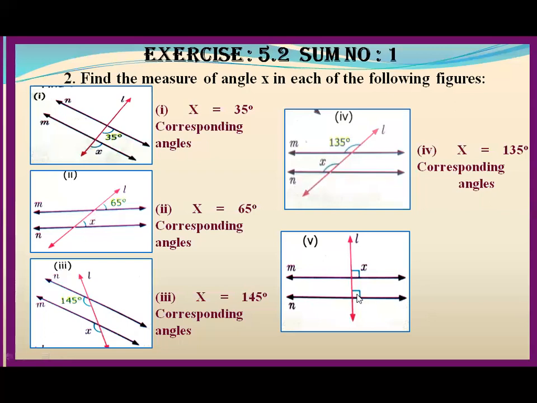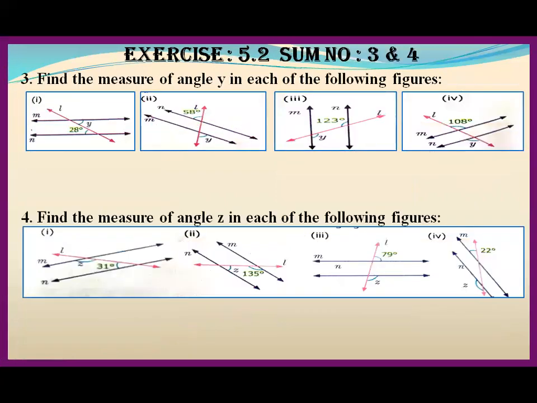Here, the value of the other angle is not given. When the square is marked, it is clear that it is 90 degrees. And here also one interior, one exterior on the same side of the transversal. So X is equal to 90 degrees, corresponding angles. Let's move on to the next sums, number 3 and 4. Find the measure of angle Y in the following figures.